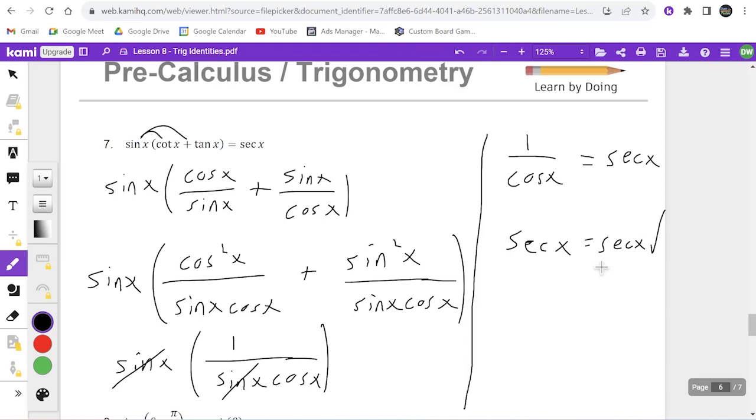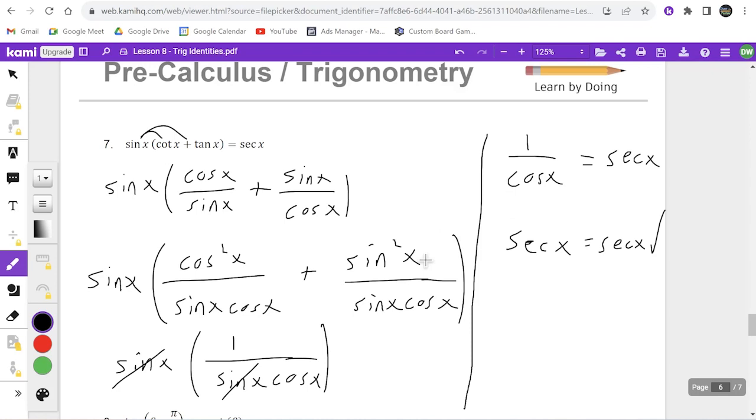Do you actually have to write check mark when you're in school? I don't know, but that's what I did, because that's what my teacher told me to do, and it makes sense to me. But of course, all the work leading up to it is the most important part. Any questions on that one?